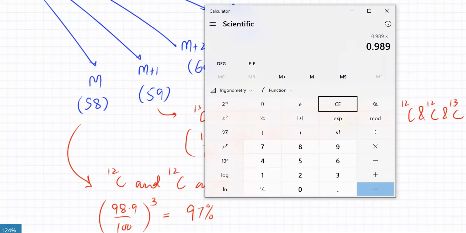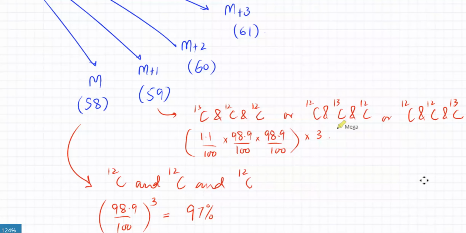So 0.989 star 0.989 and star 0 वो आखिरी क्या था, 1.1 divided by 100. So we get this, and then you multiply it by 3 because you have to do this 3 times. There are 3 different scenarios. And if you multiply it by 100, it's going to be 3.22%. So it's approximately 3%. So our hunch is correct.